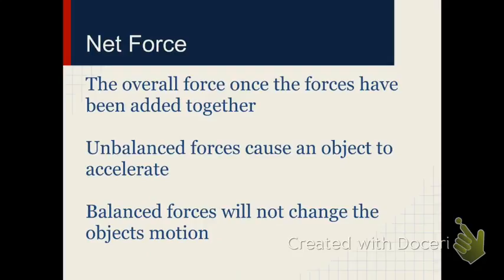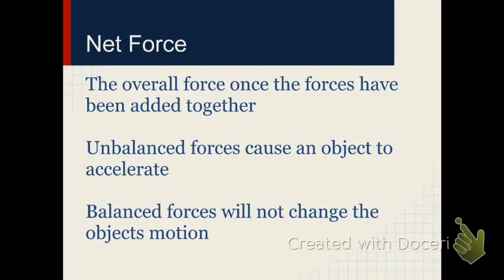There can also be something called a balanced force, which will not change the object's motion. This was the example where we had one student on either end of the rope, both pulling in opposite directions. When neither student moved, that meant that the forces were in fact balanced and there was no acceleration, there was no change in motion.